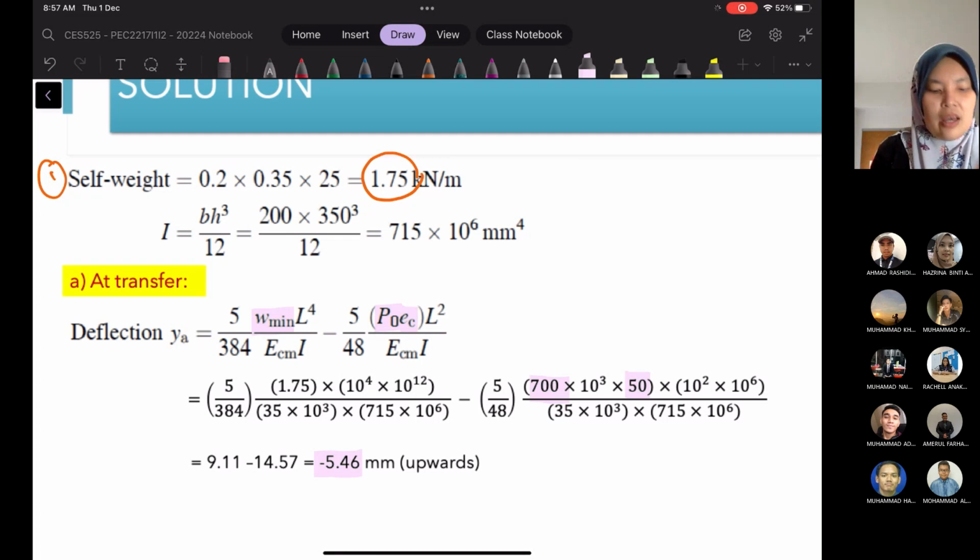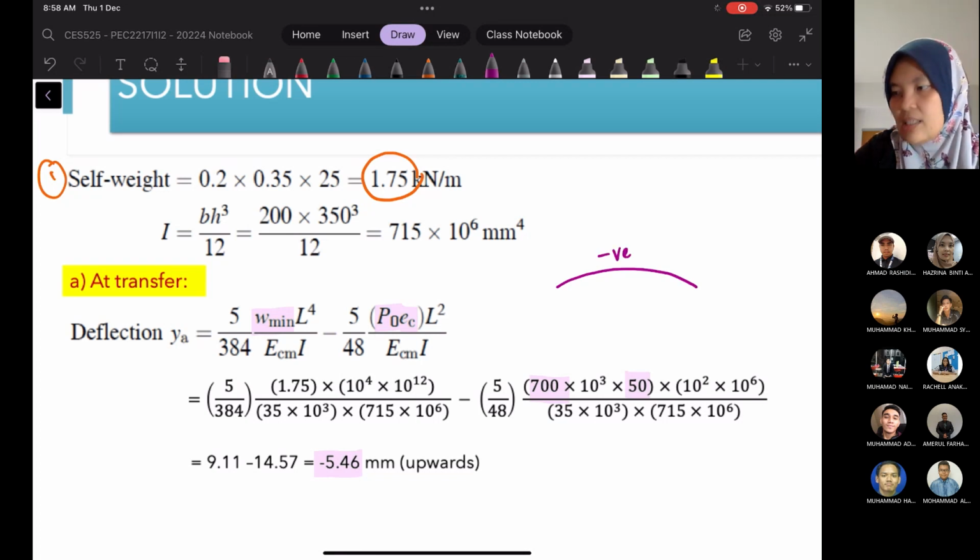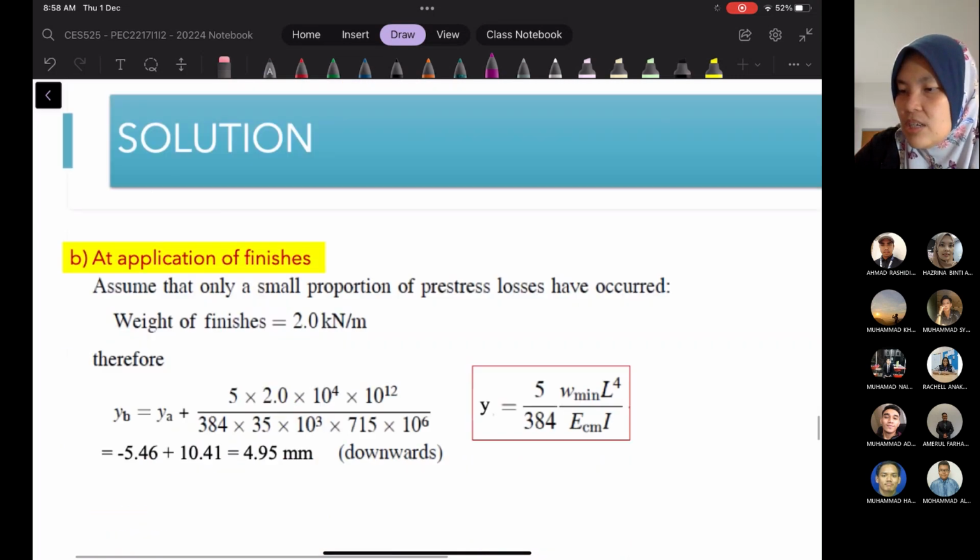We see that we have a negative value here. This negative value means that we are going to have a negative deflection. A positive deflection means it deflects downwards, but a negative deflection means that our beam is bending upwards. That is why the deflection is negative. So that is at transfer.